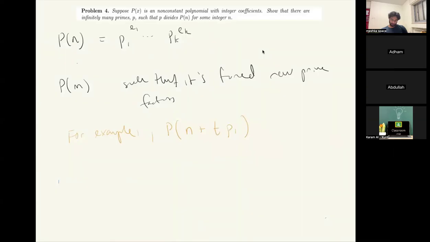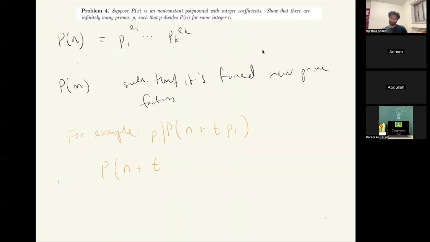Then all of these will actually be divisible by p1. Do you see why? Because the input here, mod p1, is the same as n, and we know p1 divides n. So in general, we can look at p of n plus t times, now instead of just taking p1, we can take p1, p2, through pk, we can take all of them.